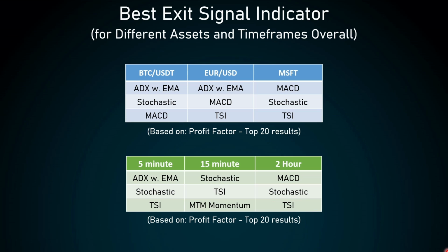You can use this chart to decide which momentum indicator you want to use on which asset and time frame combination. For example, if I want to build a strategy for the BTC USDT 15-minute chart, I would go with the Stochastic indicator, as asset-wise the Stochastic was the second best, and time frame-wise the Stochastic is the best choice.